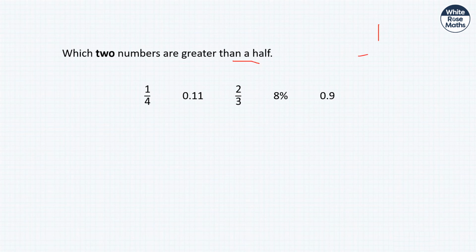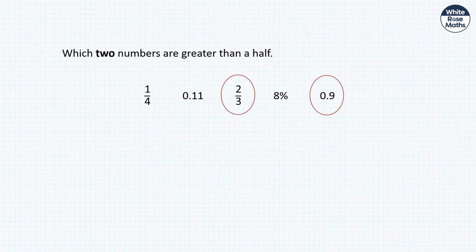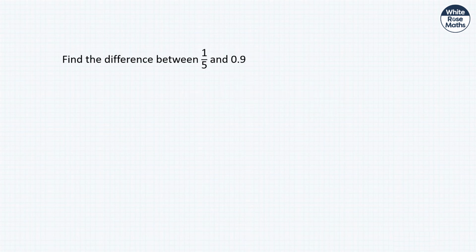Which two numbers are greater than a half? So bigger than 1/2. Remember that 1/2 is the same as saying 0.5 or 50%. So which one is bigger than that? Well, that would be 2/3 and 0.9. They are both bigger than a half. It's not a quarter, that's smaller than a half. It's not that because that's more than a half, and it's not that because that's more than a half. There we go. So answers for that.